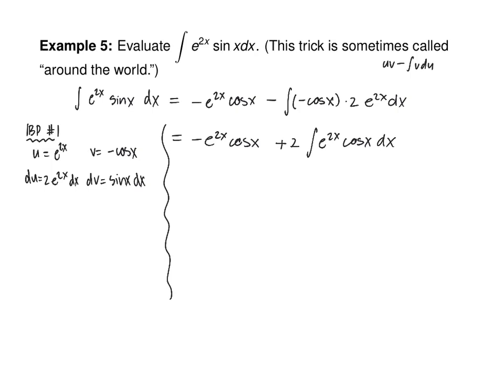And you're like, well, okay, I guess I can do it again. I mean, that will work. And when you do it again, make sure you pick the same general strategy for your IBP as you did in the first go. So, for example, here I picked the u to be the e. I'm going to pick the u to be the e again. Otherwise, this trick won't work.